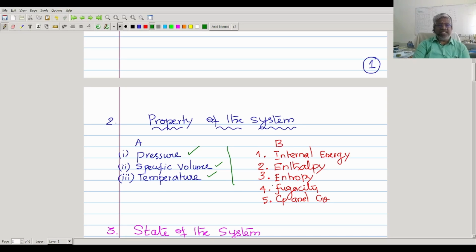Just now you understood these are all the properties. Properties are nothing but the characteristics of the system: at what pressure that particular system is, what the volume of the system is, at what temperature the system is, like that. So it's like the characteristics of the system. That is what a property is. And further definition of the property will come in my next lectures.